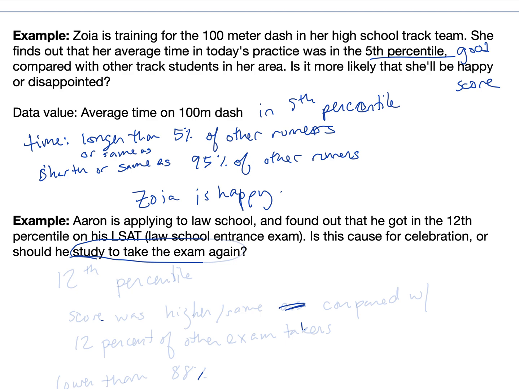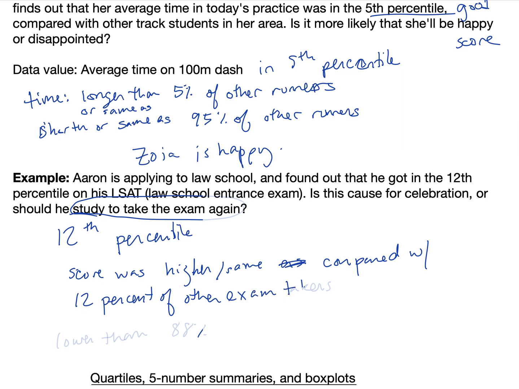In our second example, Aaron is applying to law school and found out that he got in the 12th percentile on his LSAT. Is this cause for celebration, or should he study to take the exam again? Again, it might depend on what Aaron was expecting, but 12th percentile in this case means that his score was higher than or the same as 12% of other exam takers, and it was lower than the remaining 88%.